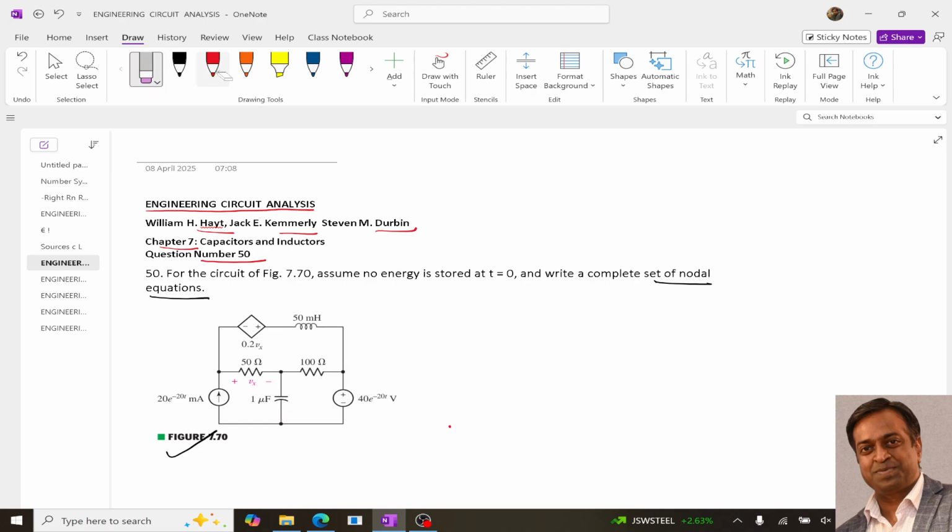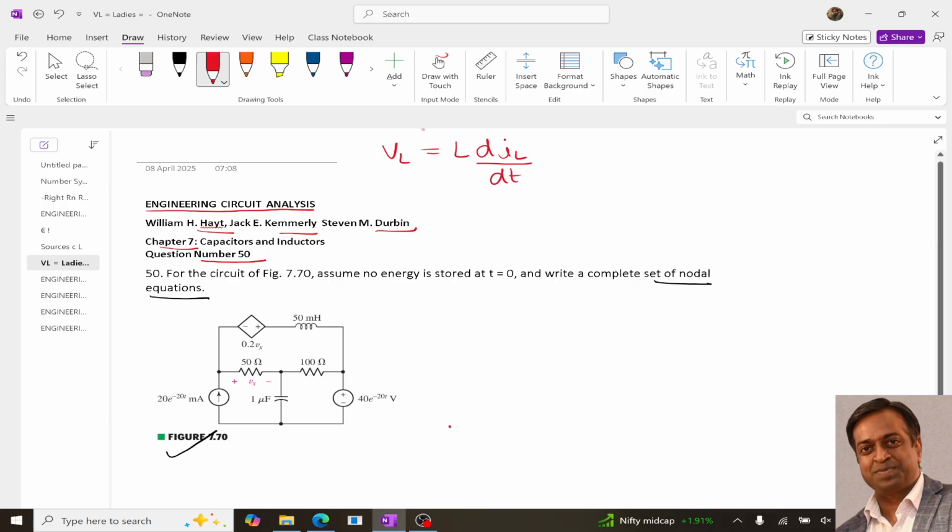Now whenever we have these types of elements in the circuit, we need to write the nodal equation exactly in the same way as we did for the circuit having only resistors. The only difference is that we should know the expression to determine the current and the voltage across the capacitor as well as the inductor. As per our knowledge, for the inductor, VL, the voltage across the inductor, is expressed as L dIL by dt.